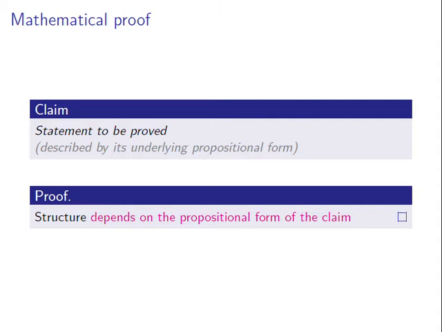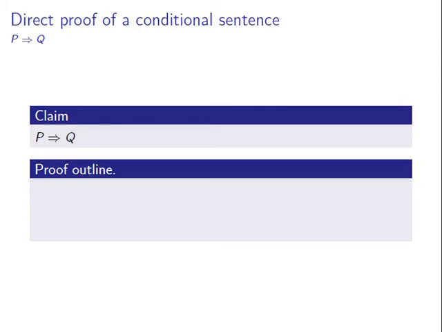We will organize our lectures by describing the underlying propositional form of the claim that is to be proved and give a valid proof outline corresponding to that propositional form. We begin with direct proofs of conditional statements. Note that the word direct does not mean easy. This refers only to the proof outline used.